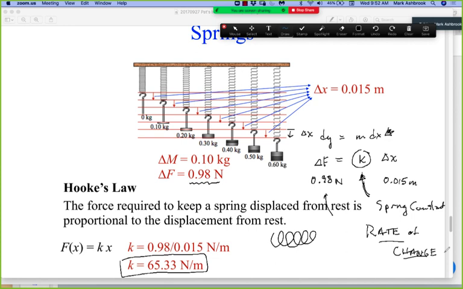Okay, anybody have a question so far? All right, so how much work is required to stretch a spring? We'll say this spring.